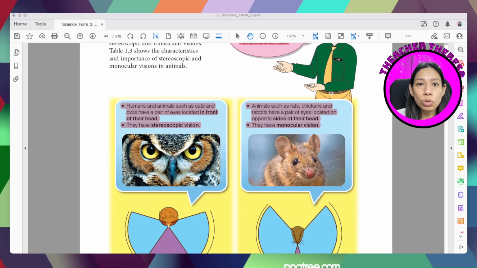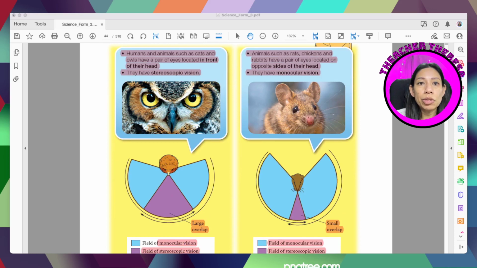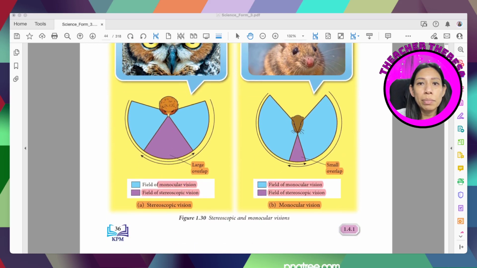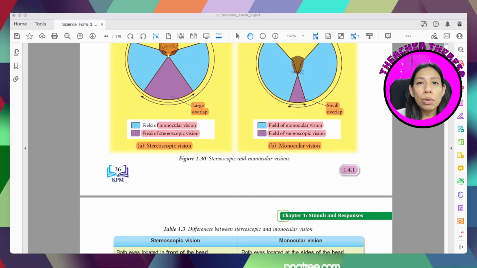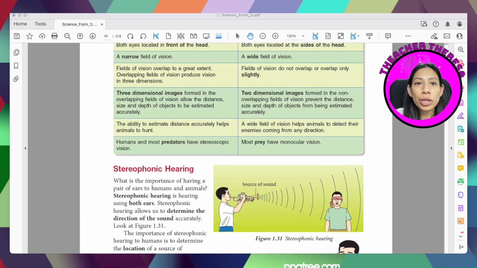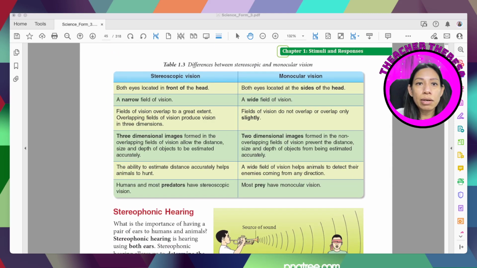including human. So we are under stereoscopic because we have our eye position in front. Now, what is the difference? If you look at the purple area, that is where the vision is clear. So the bigger the purple area, the more clear the vision, because around the purple area only can you see anything in 3 dimensions. So if you look at the differences, let's just go to stereoscopic.